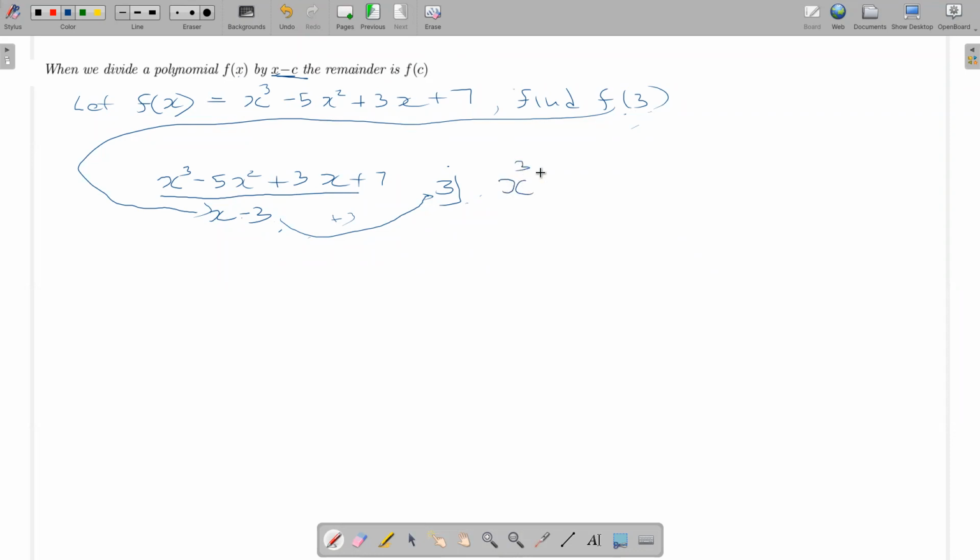Okay, so x cubed minus 5x squared plus 3x plus 7.